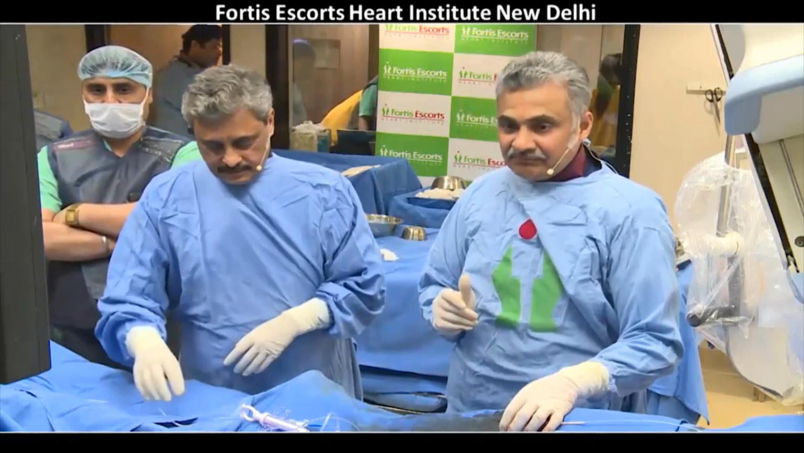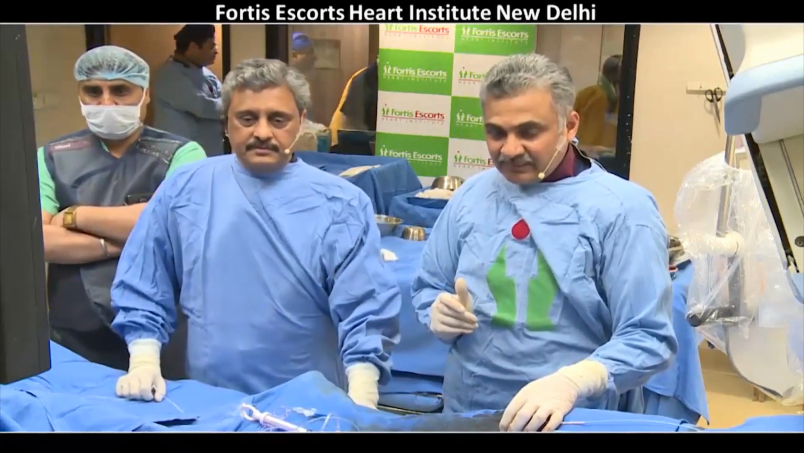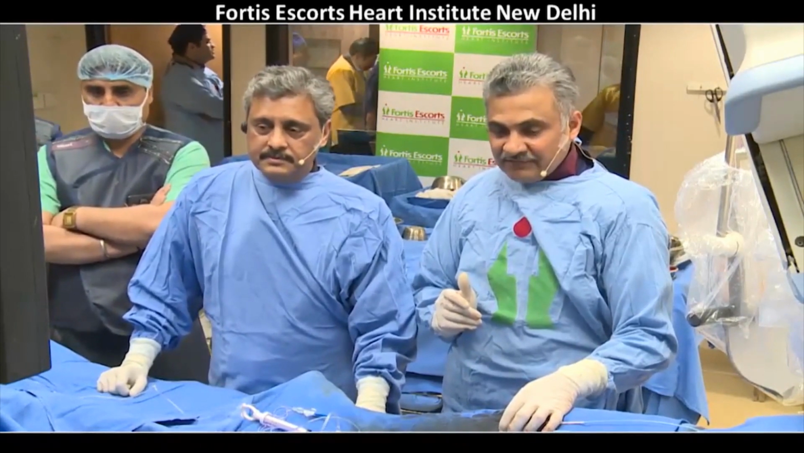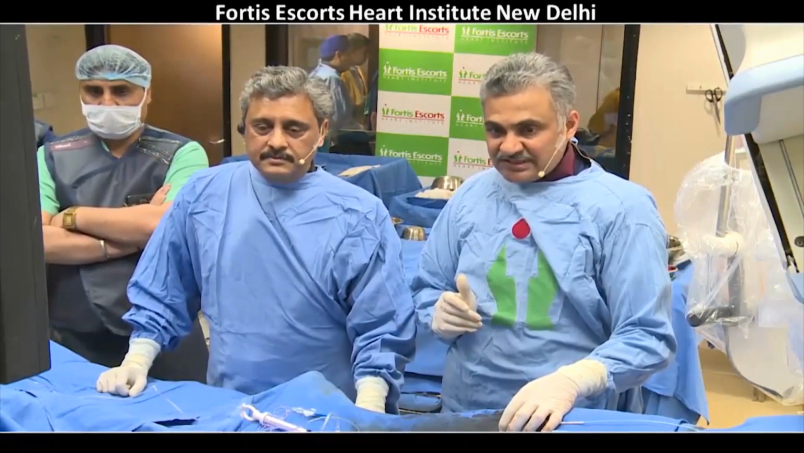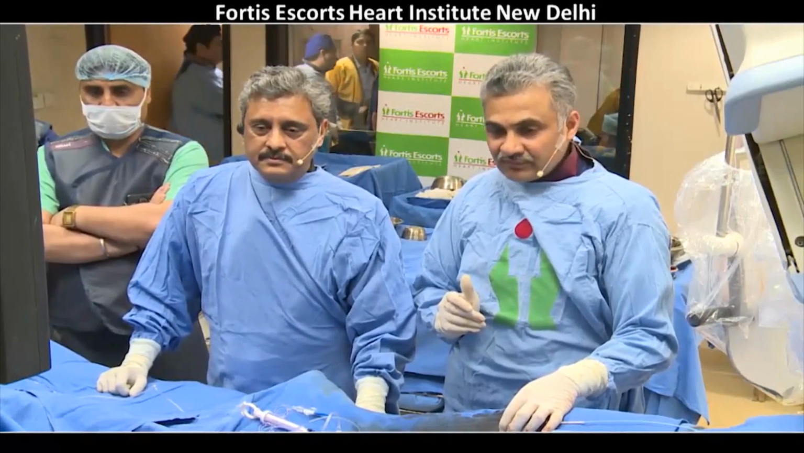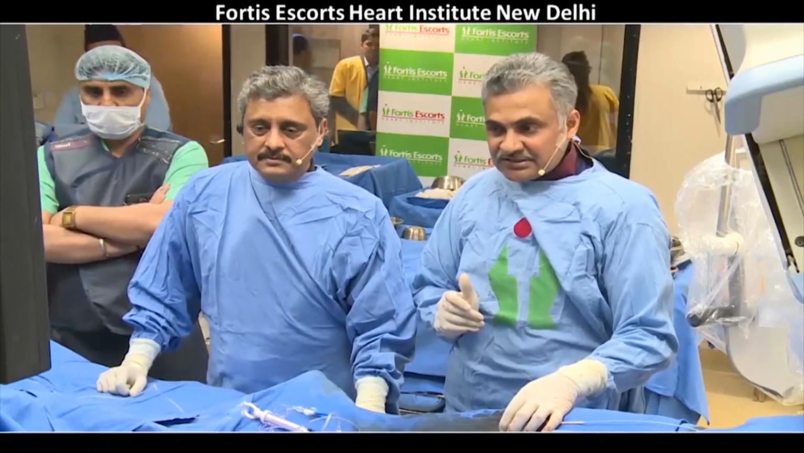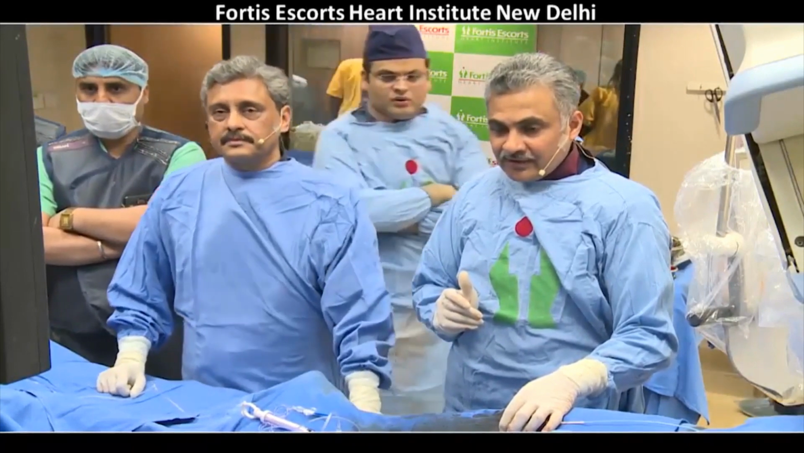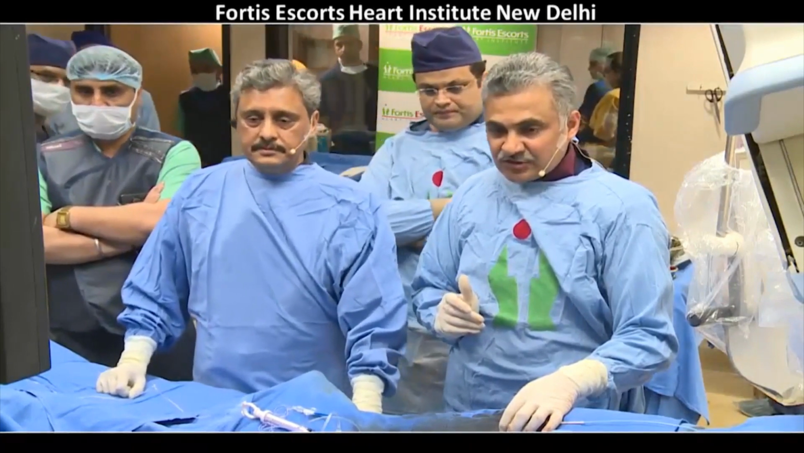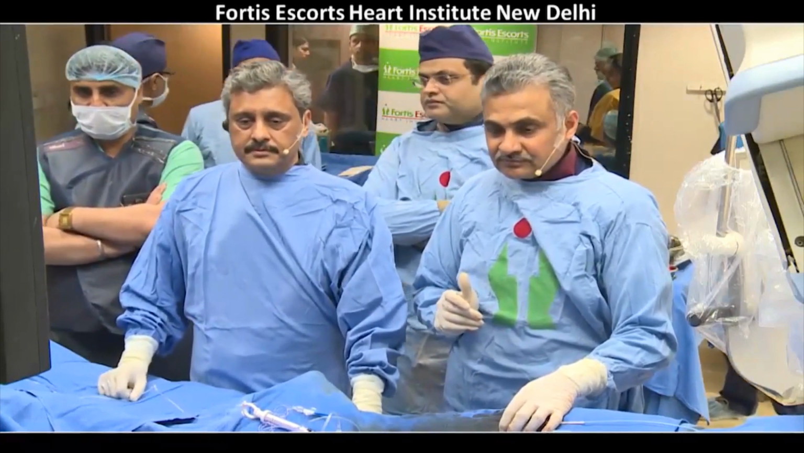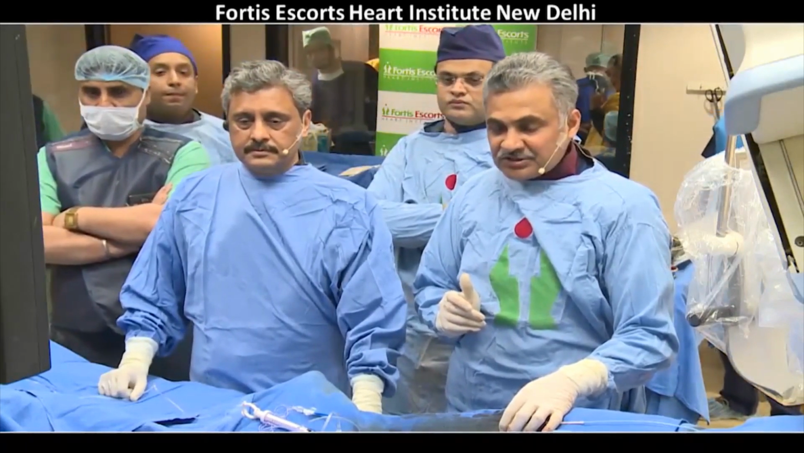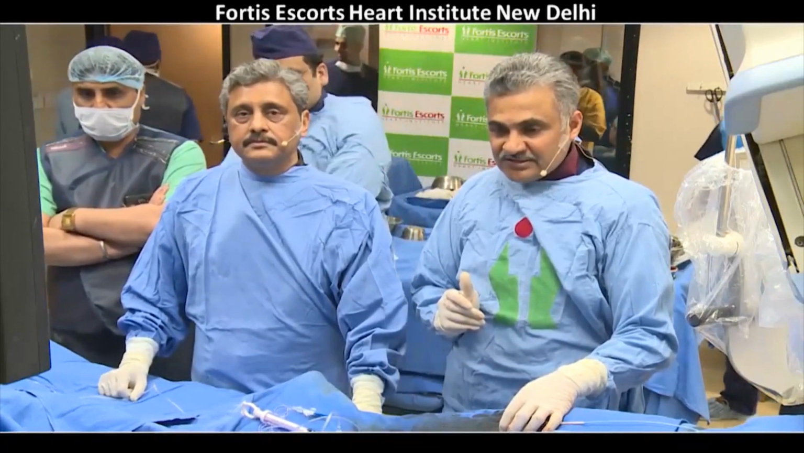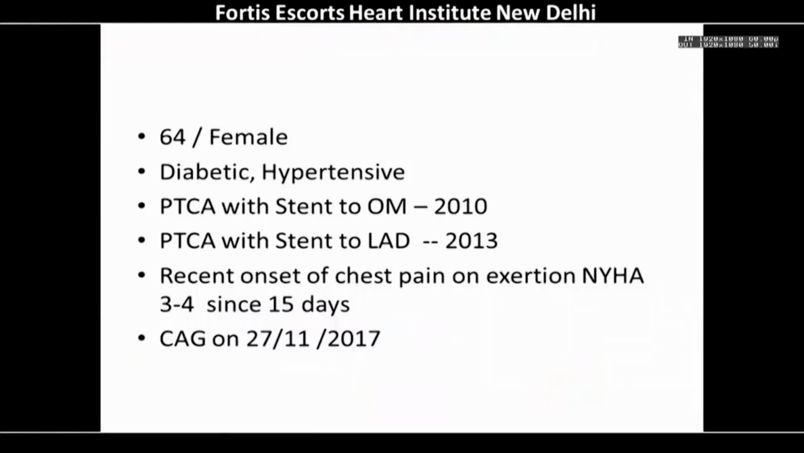The lady is an elderly lady. She's a diabetic and hypertensive. She's been having ischemic heart disease for almost a decade. The first intervention she had was in 2007. At that time, she had a stent in the circumflex artery. After 3 years, she had a stent in the LAD. And she's been asymptomatic for the last 7 years.